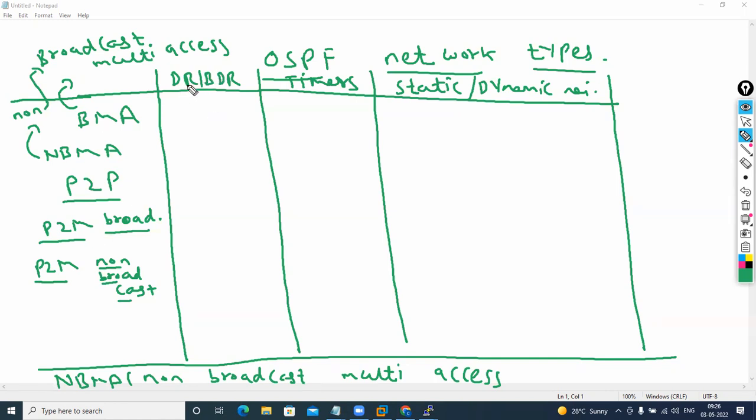Now, if you talk about the DR BDR election, in BMA we have DR BDR election, and in NBMA we have DR BDR election. Point-to-point, we don't have DR BDR. Point-to-multipoint broadcast, no DR BDR, and point-to-multipoint non-broadcast, we don't have DR BDR election.